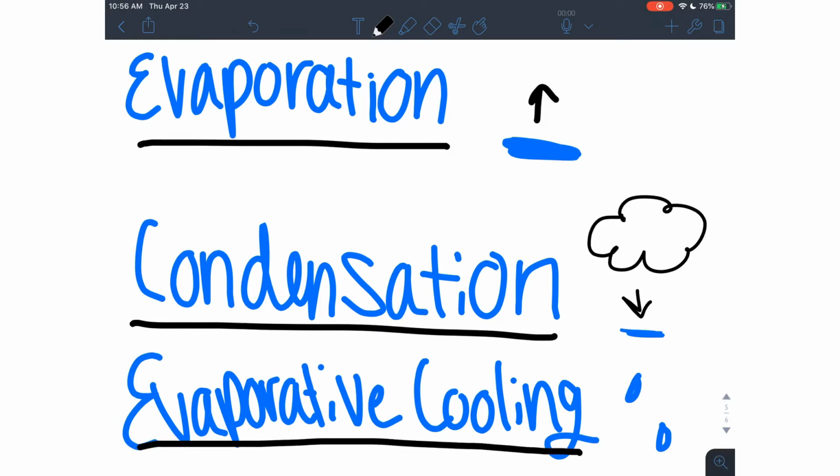Finally, we have evaporative cooling, which is basically just a function of evaporation. It's basically the idea that there's a cooling effect when fluid is evaporated. So that's why when humans sweat, they release fluid from their skin, and when the fluid is evaporated, it leaves the skin feeling cooler. And that's a way that we can cool down our bodies for survival.